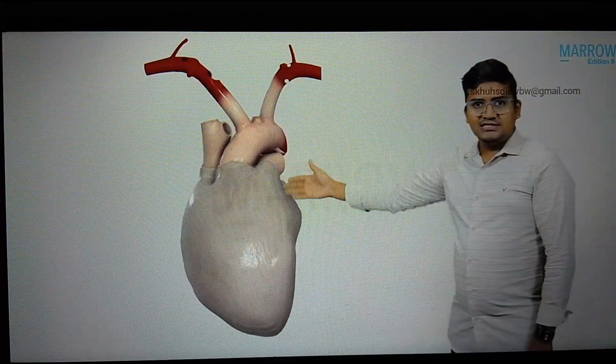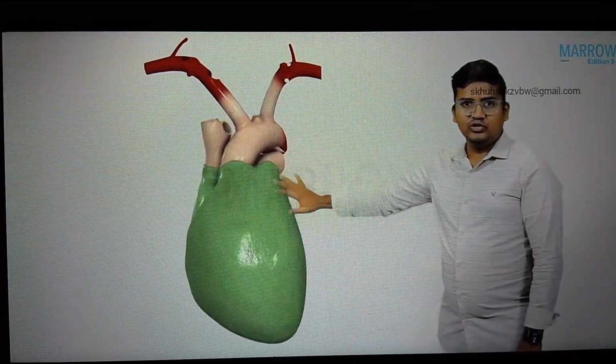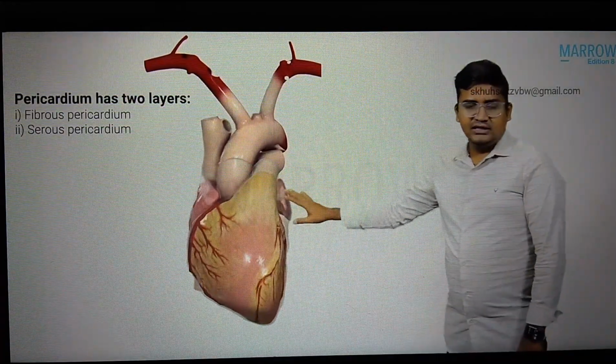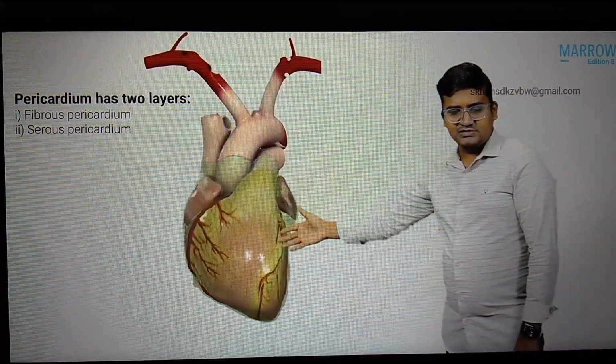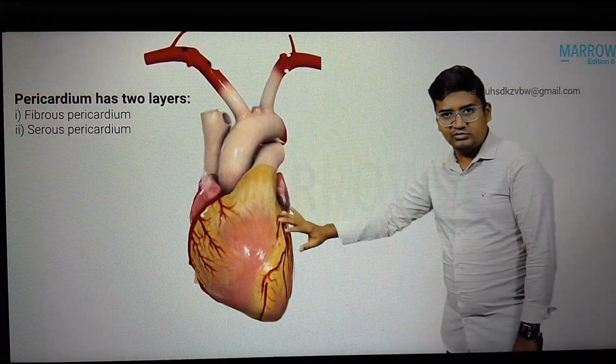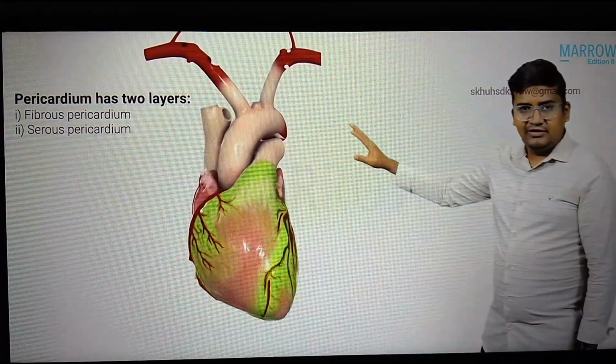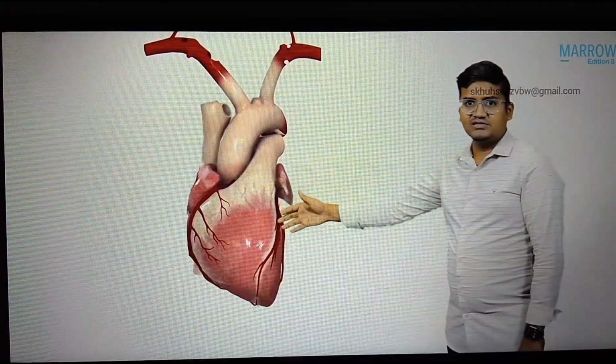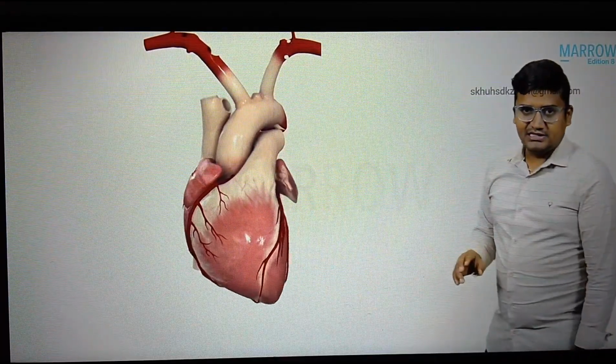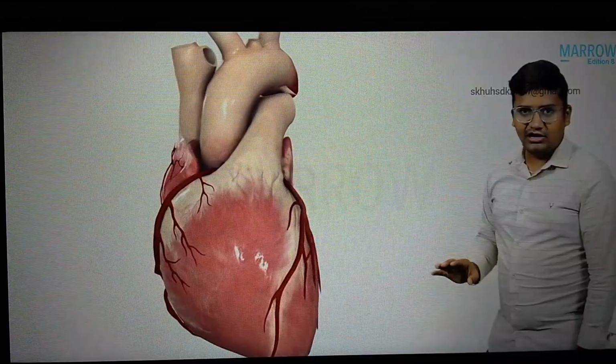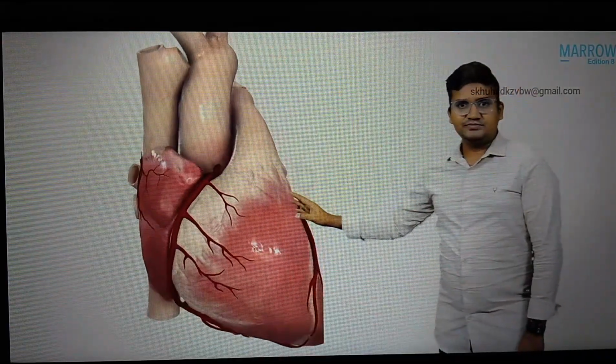Now, we are seeing some pericardium. So, we're going to remove the pericardium. And yes, we're going to remove the fibrous and the serous pericardium. We're removing all this. And after that, yes, we are seeing the blood vessels. Now we're going to see the right coronary artery and the left coronary artery.